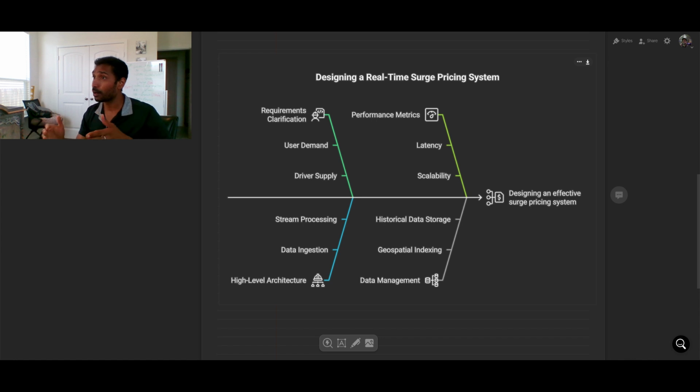Maybe you want to do an experiment on making the price go from 1x to 5x instead of capping at 4x. That's another experiment. And at the bottom here, you're trying to understand the key ingredients, such as what is the stream processing.